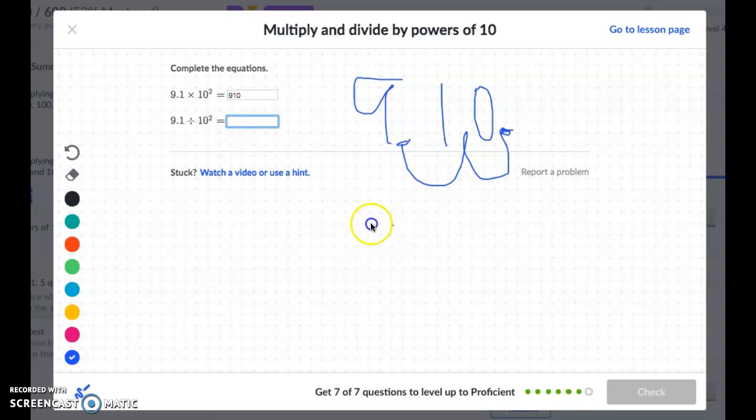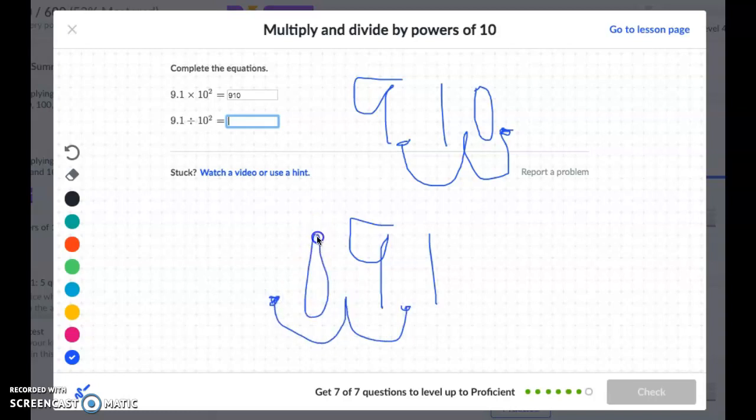And then again, if I have 9.1 and I'm going to divide by 10 to the 2, I have to move it 2 decimal places to the left. So 1, 2. So there's where my decimal is going to be, and I have to fill that gap with my 0. So decimal 091.